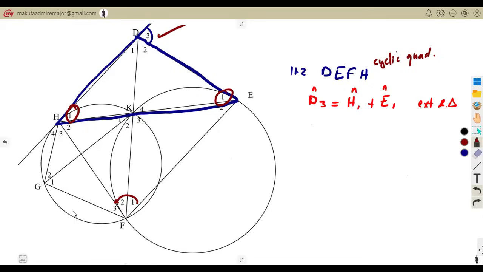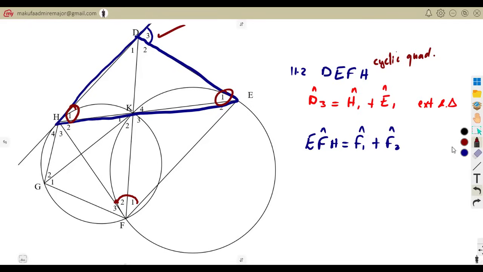So can we prove that? How can we prove that F1 plus F2, which is angle EFH, is equal to D3? How can we prove that? Angle EFH, this is the one that we want to prove, is equal to the sum of these two, angle F1 and angle F2. Is there a relationship that we can take?